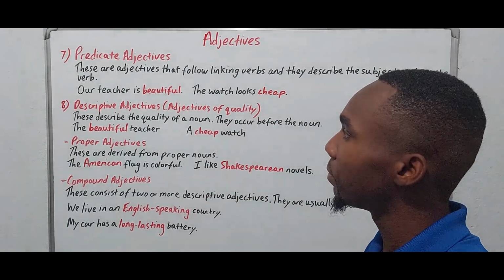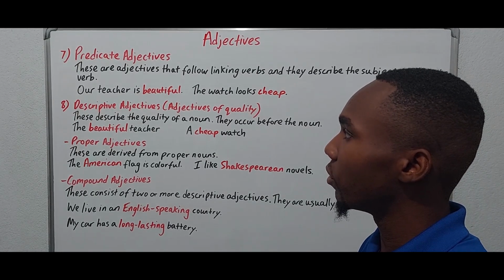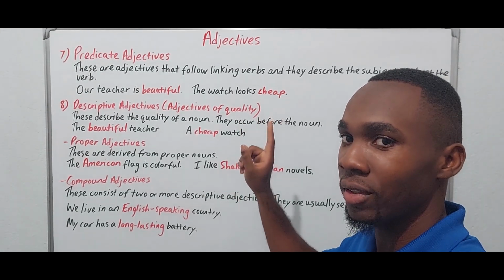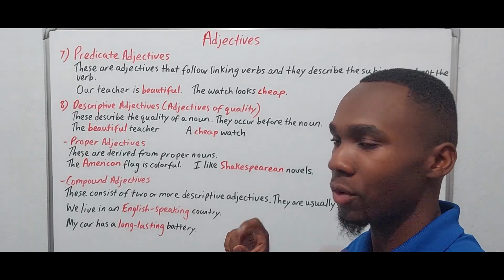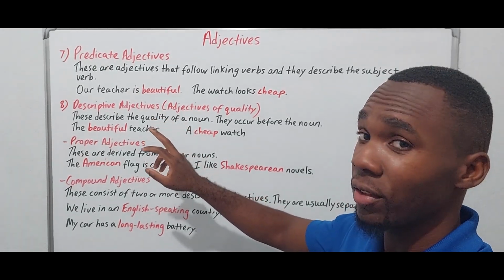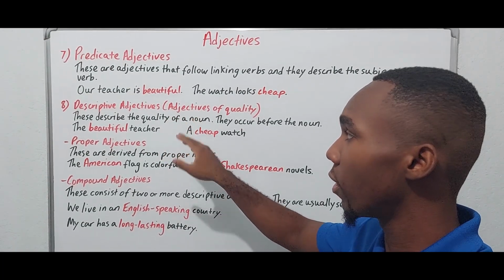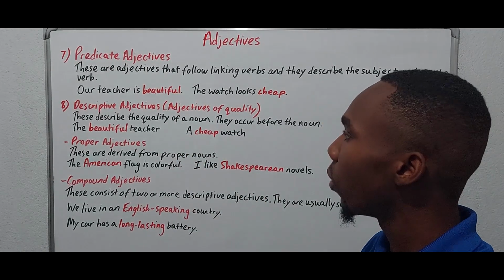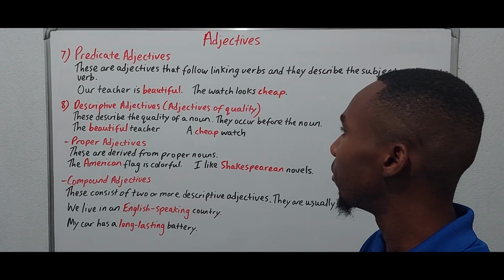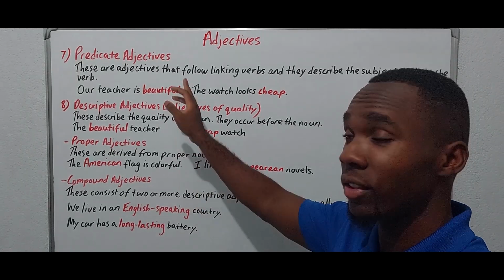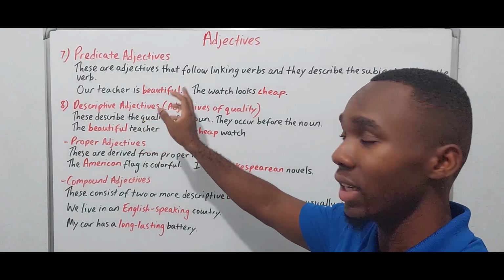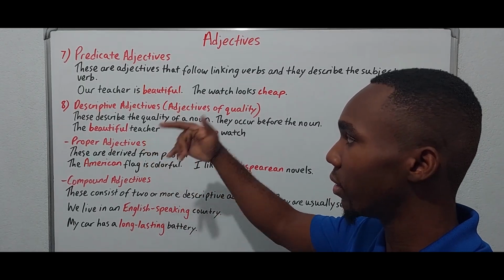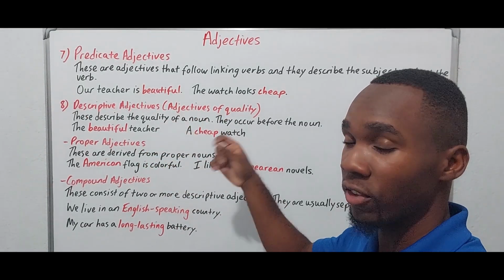So beautiful and cheap. These will be two examples of predicate adjectives only because they follow linking verbs. Pay attention now. The final type of adjective is called a descriptive adjective or an adjective of quality. These describe the quality of a noun. They occur before the noun. Notice I used the same adjective here. So beautiful is reused. The beautiful teacher. In this case, beautiful is a descriptive adjective or an adjective of quality.